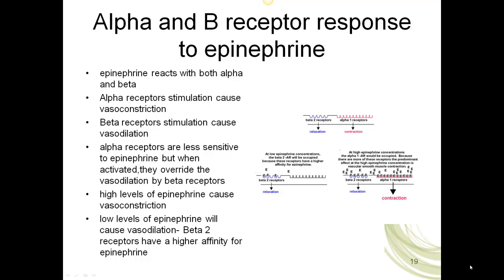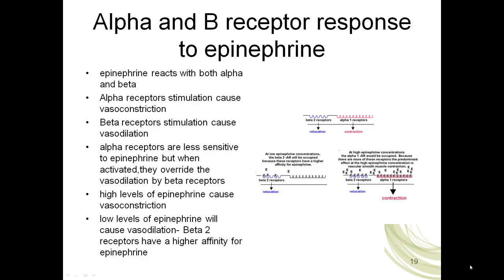So that means when there's some epinephrine around, like low levels, we're going to get relaxation of smooth muscle and vasodilation. But in some blood vessels, not all, there are higher levels of alpha 1 receptors. And therefore, when epinephrine levels are very, very high, there's going to be more alpha 1 receptors populated, and they will win. They will cause the vasoconstriction.